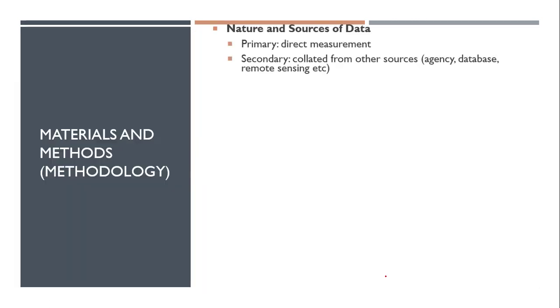So we move on to the nature and the sources of the data. What are the types of data you are going to collect? Is it going to be primary, which means you are measuring directly in the field, or is it going to be secondary data, which you are going to go to a particular place to collate from, which means it's previously been collected, and you are only collating it for use in your own work?